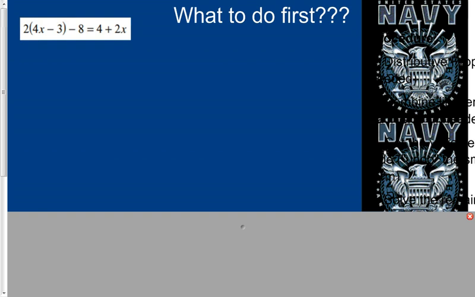So for this example, we're going to take that 2 and multiply it by the two things on the inside of the parentheses. That is our distributive property. So we got 2 times 4x is 8x. We got minus 2 times 3, which is 6. And then everything else stays the same.